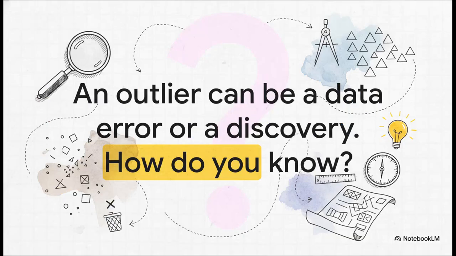And this brings us to our final and maybe the most important question. These statistical tools are amazing, right? They can pinpoint an outlier for you, no problem. But what they can't do is tell you what that outlier actually means. That right there is where the real detective work begins. Is it just a typo that you need to fix, or is it a groundbreaking discovery that could change everything? That's the part that's up to you to investigate.